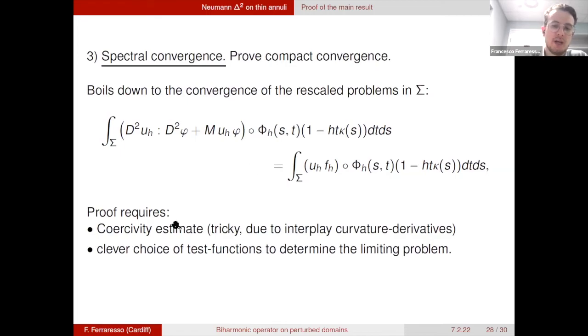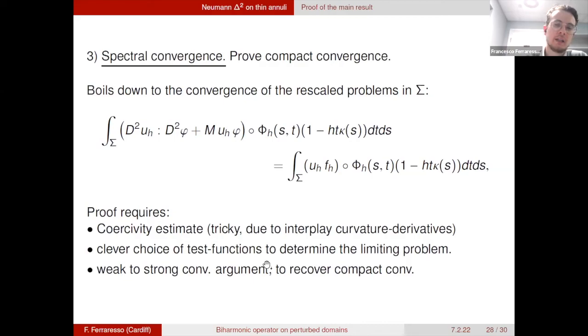And once you have that, you can choose the test function in a suitable way in order to pass to the limit. And finally, you need a weak to strong convergence argument in order to recover compactness. So this is rather standard.